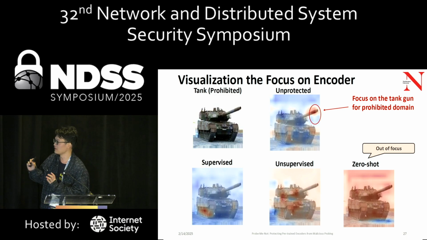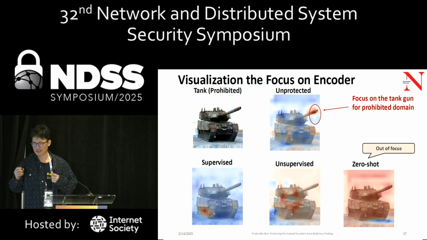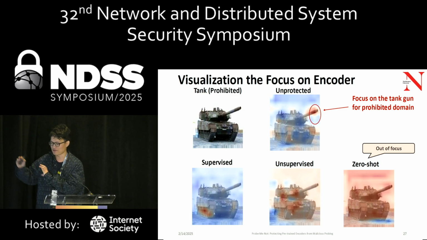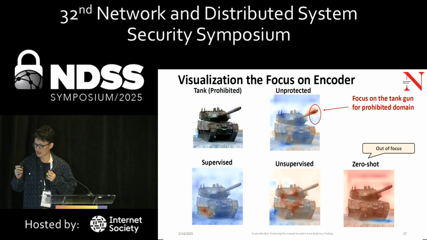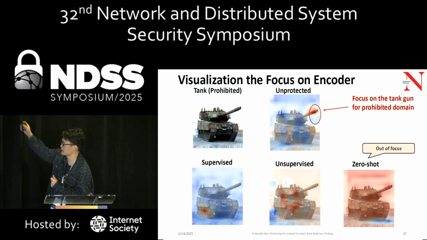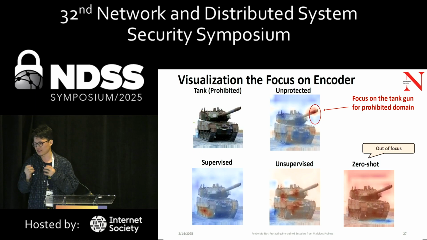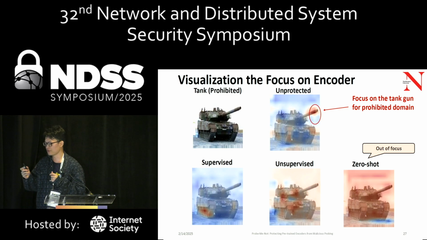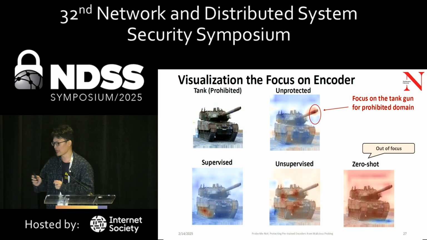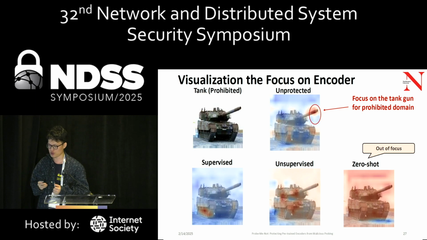And finally, this is an example in our paper. So we use this military data set as a prohibited data set. We have this tank image. And if this encoder is unprotected, we can see the tank gun is used as the most important feature, this red part. This red part highlights the critical feature for classification, that is this tank gun. And if we apply supervised encoder locker, this focus moves to these wheels. That causes some misclassification, for example, with this combat vehicle. And for unsupervised and zero-shot, this just becomes out of focus. That means we cannot get useful information from these pre-trained encoders.